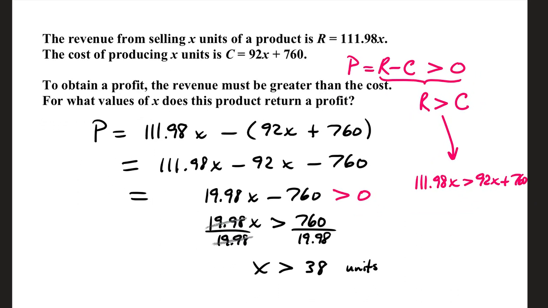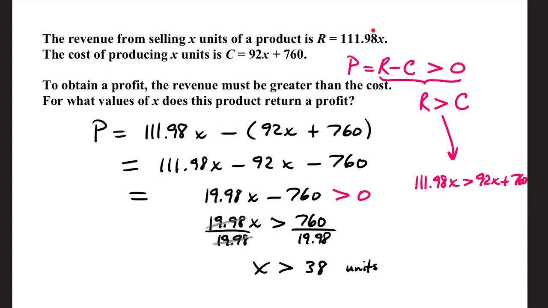The revenue from selling x units of a product is R equals 111.98x. The cost of producing x units is C equals 92x plus 760. Profit is revenue minus cost, the money coming in minus the money going out. You obtain a profit anytime profit is positive, or revenue is greater than cost. There's a couple ways to decide what production rate will return a profit. One way is to set up your profit function.